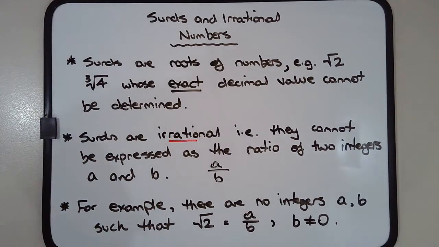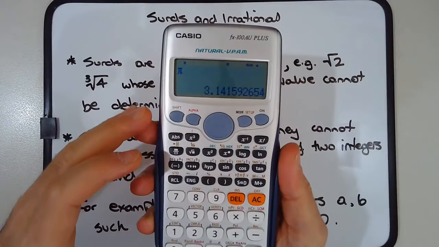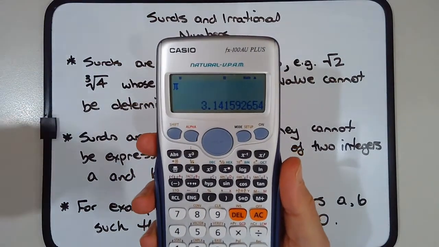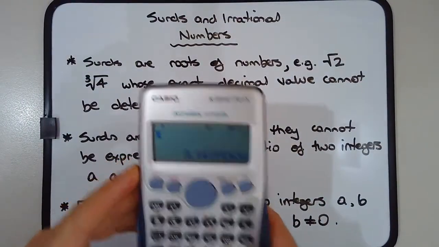Another similar irrational number that you would have looked at before is the number pi, the ratio between the circumference of a circle and its diameter. If we bring pi up here on the screen, it's 3.141592654, and so on and so on. Again, it continues on forever, this number.